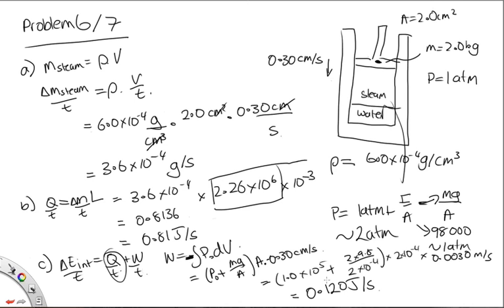Okay, so we've got 0.120, and now this Q, this heat, is actually flowing out. So for the change in internal energy, this is going to be a negative heat. So this is equal to minus 0.81 plus 0.12. Doing that on the calculator, we end up with minus 0.69 joules per second. So that's the rate of change of internal energy with time. It's a bit of a mess, sorry about that.